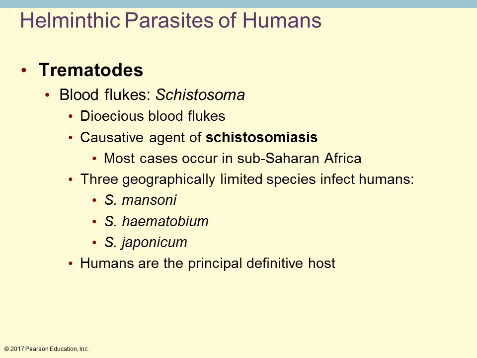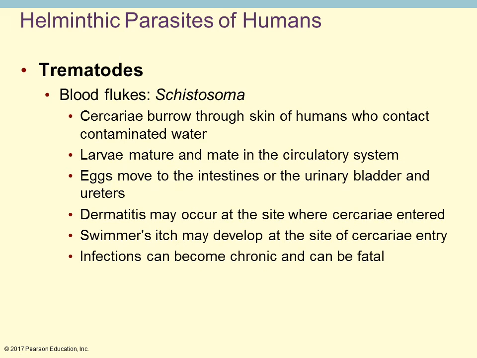Blood flukes. Obviously, as the name implies, these can get into the blood. It's going to cause more problems because it can move anywhere now. They can burrow through the skin initially, and then the larvae are able to get into the circulatory system. The eggs typically will develop in the intestines or the urinary bladder, sometimes in the ureters. They can end up blocking those.